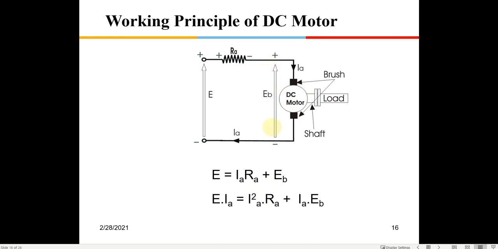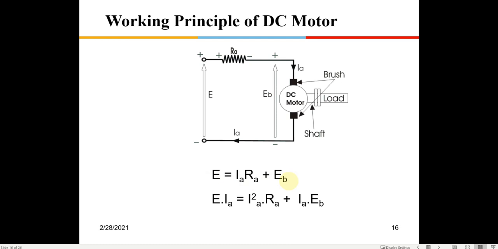Now this is known as the back EMF. This is the EMF which is caused because of the rotation of the armature in the field. This is generally called EB. Now the equation you can write: the applied voltage E is equal to IA, the armature current, into the armature resistance Ra, plus EB.